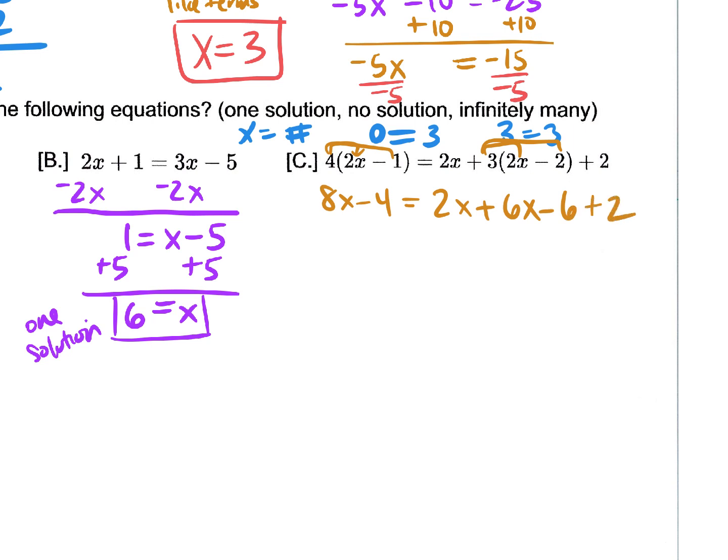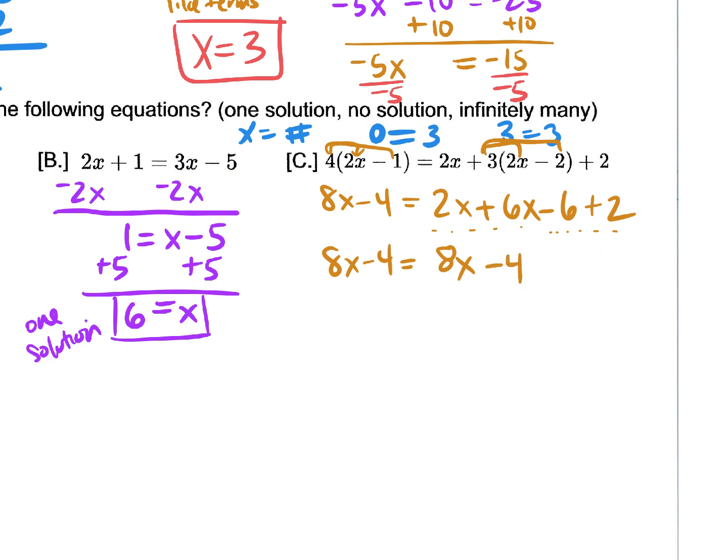Whew. All right, so we've got a little bit of stuff on the left-hand side, and we got a whole slew of things on the other side. So the first thing we're going to do is start combining like terms. So 8x minus 4. Then we have 2x and 6x gives me 8x. A -6 and a +2 give me -4.